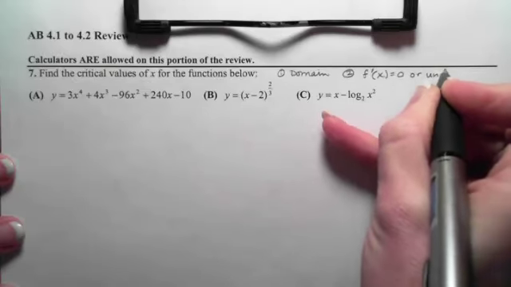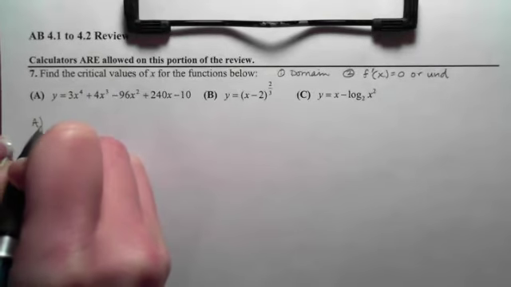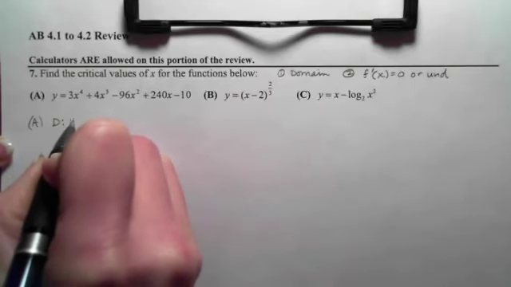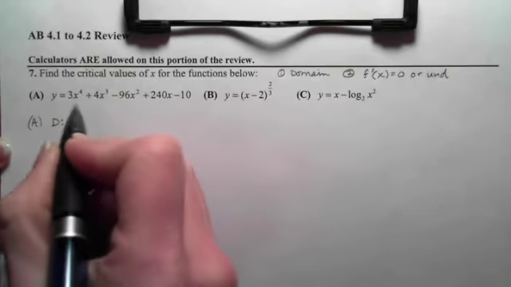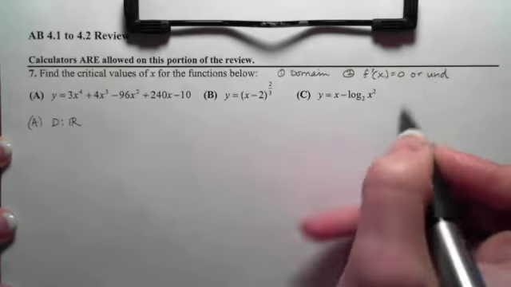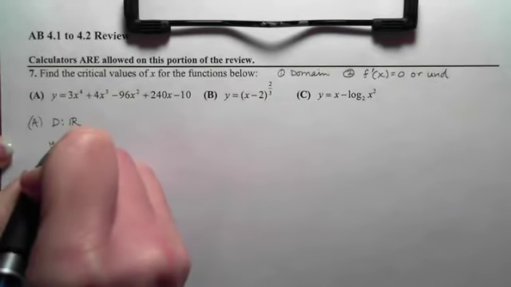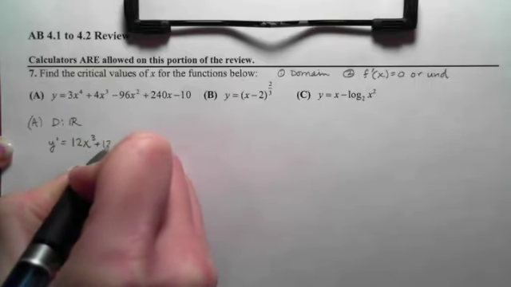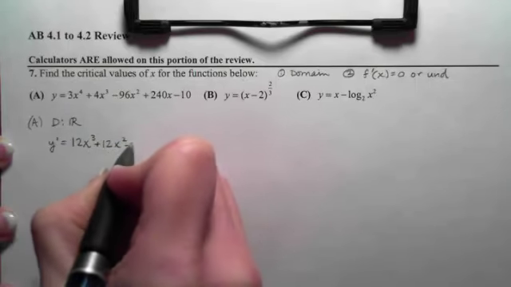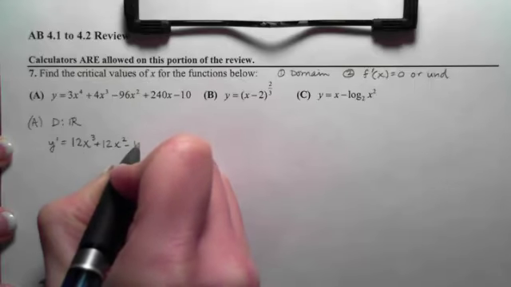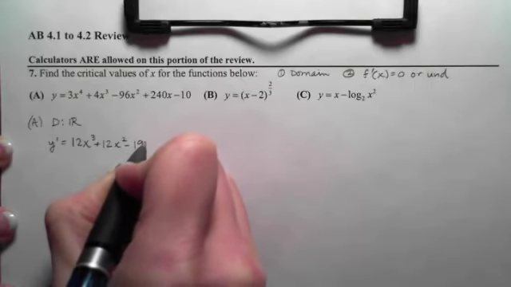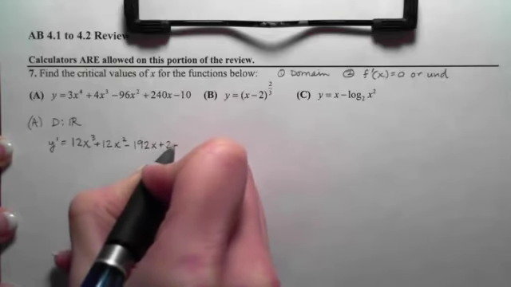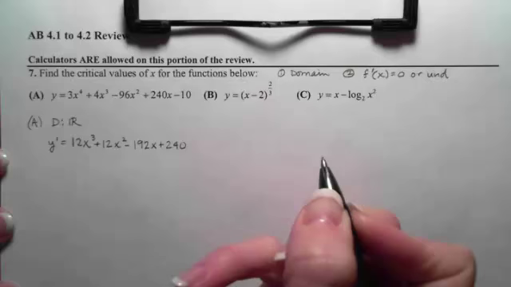or undefined. So if we look at part A, we can see that it's a polynomial, so the domain is all real numbers. That means we only need to look at the derivative to see when it's 0 or undefined. Y prime will be 12x cubed plus 12x squared minus 192 times x plus 240. All right, looking here, it's a cubic.